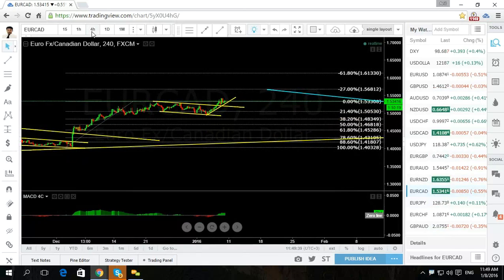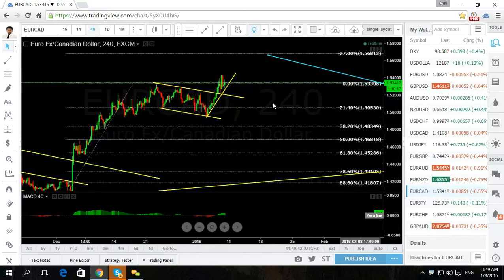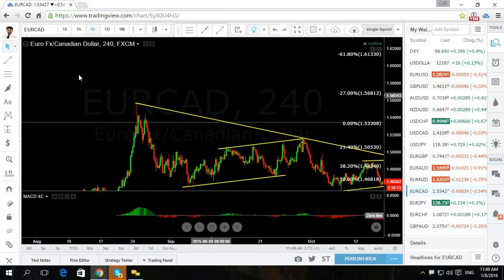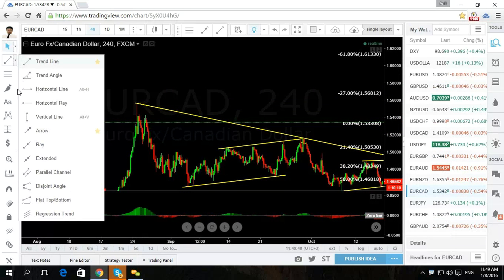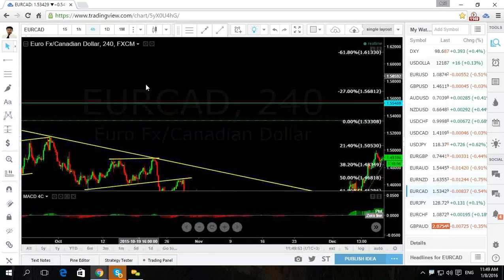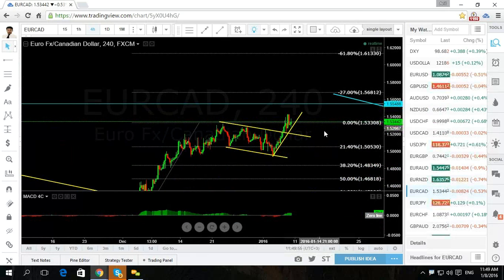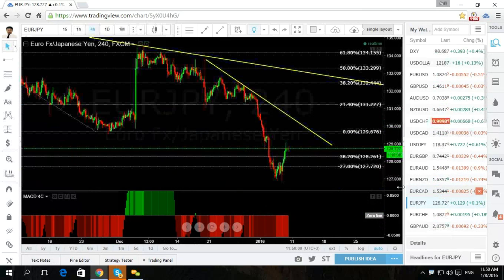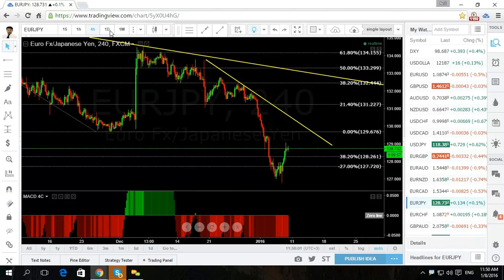We have a 4-hour divergence. We have 1-hour divergence. So once they break this top here, this previous top, where is it? Let me put a line here so we can see where that top is. Once they break this top, there's a very high probability they're going to go back down. Right? So this one may not go up very much. I think we can ignore that for now. Euro yen, this has potential. Let's see if we broke the low.